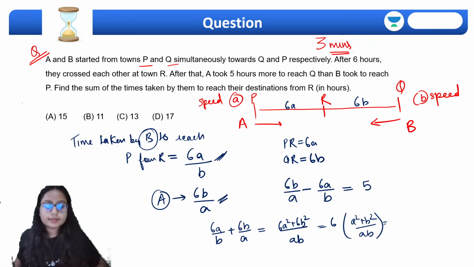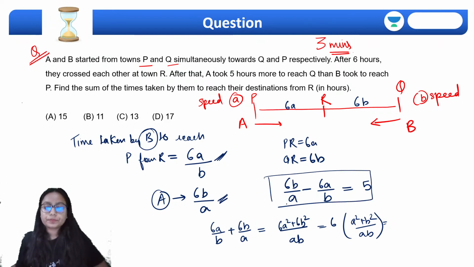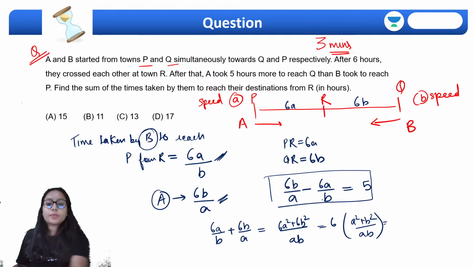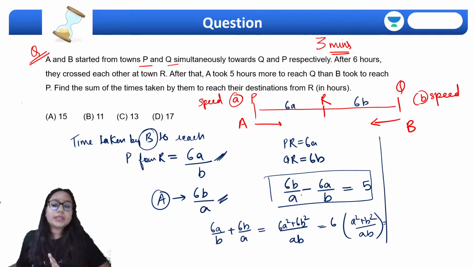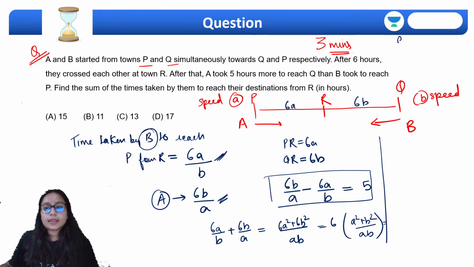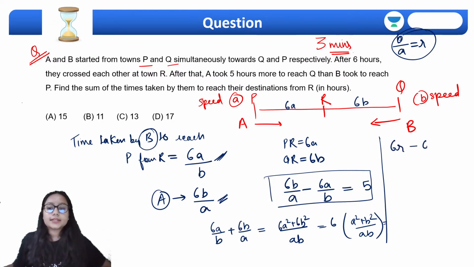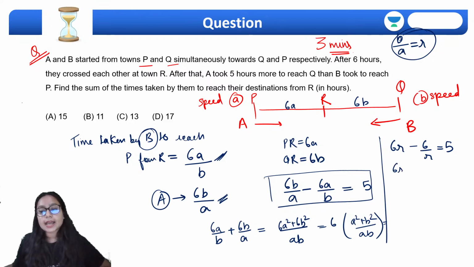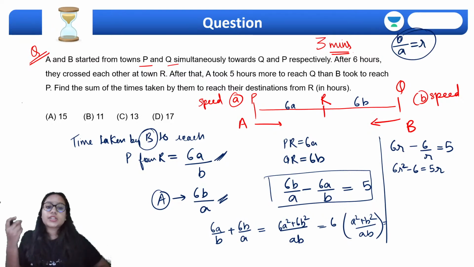Alright, let's see how we will do this. Now what I can do here is that I have this equation: 6b by a minus 6a by b is 5. I can take b by a as r. So I get 6r minus 6 upon r is equal to 5. So this will be 6r square minus 6 is 5r. This is a quadratic equation which can be solved easily.